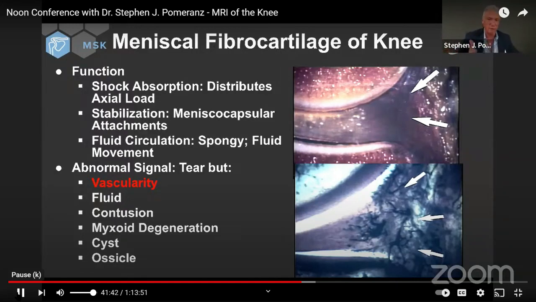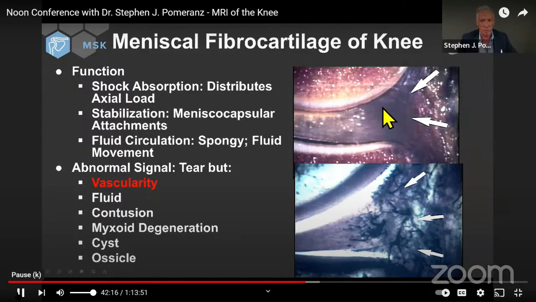The menisci circulate fluid. There are spongy radial areas in the menisci that allow that fluid to imbibe and course through it, creating intrameniscal signal, especially in the outer third of the menisci. Intrameniscal signal is also commonly seen in children as meniscal vascularity. And here is the vascularity with a reticulin stain and with a gross specimen showing you the redness of normal hypervascularity in the outer third of the meniscus where things do heal.